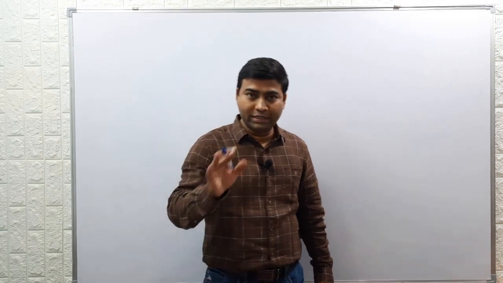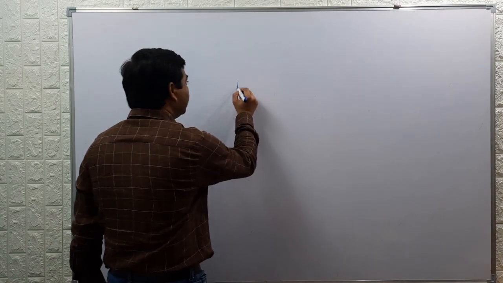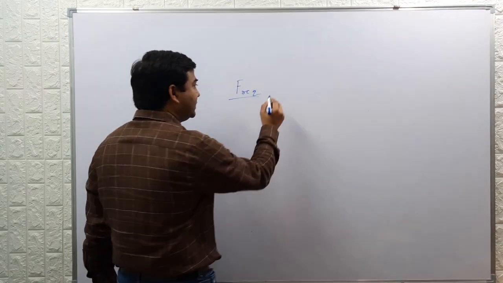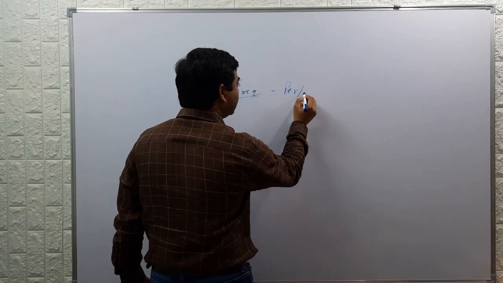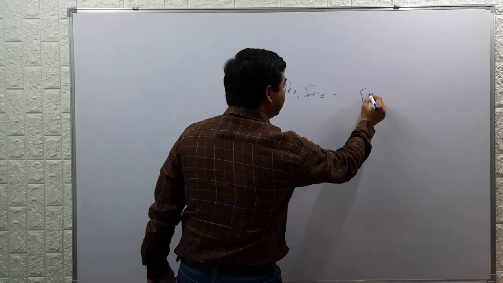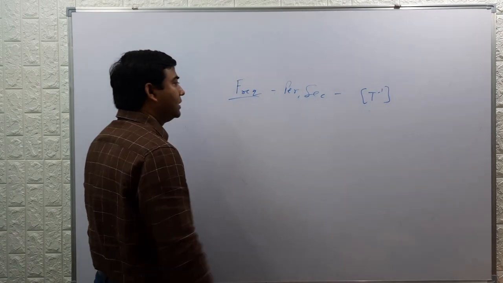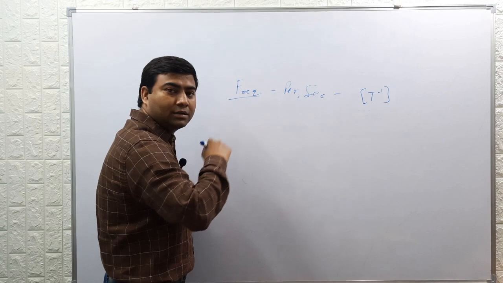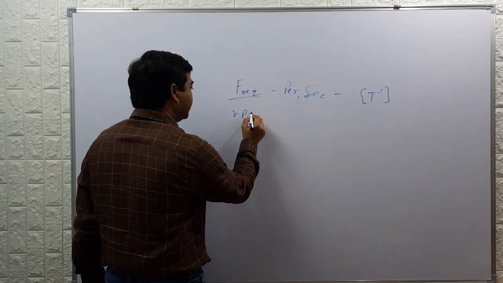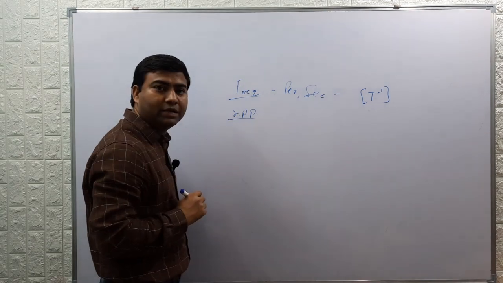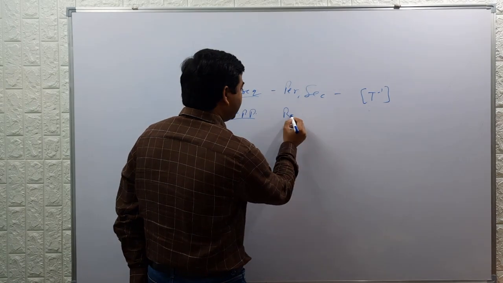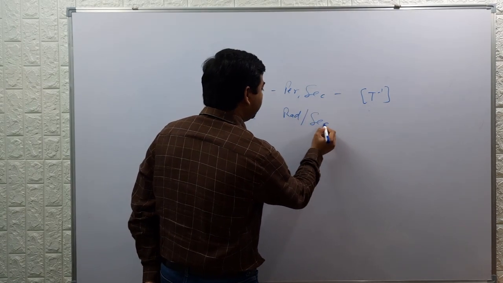More than one unit. For example, frequency. Frequency is a physical quantity. Unit is per second, and its dimensional formula is T to power minus 1. Another is RPM, revolution per minute. Angular velocity, you can say. That is radian per second. Its unit is radian per second.